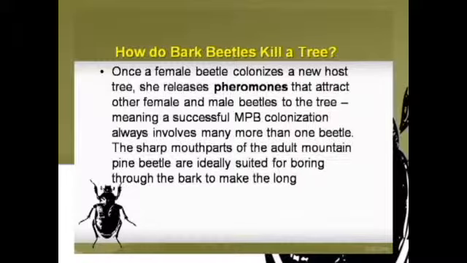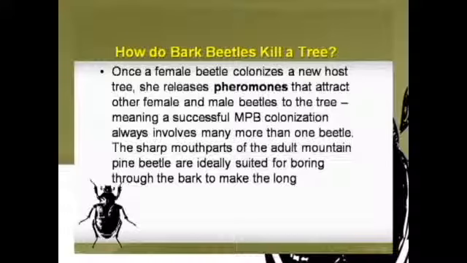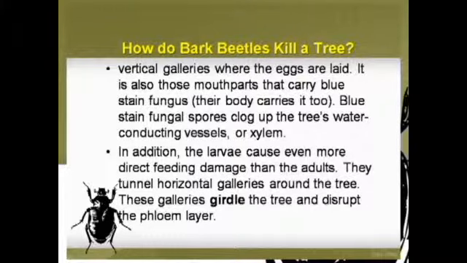How do bark beetles kill a tree? It says once a female beetle colonizes a new host tree, she releases pheromones that attract other female and male beetles to the tree, meaning a successful MPB colonization always involves more than one beetle. The sharp mouth parts, or the mandibles, of the adult mountain pine beetle are ideally suited for boring. They attach themselves into the pine forest tree through the bark to make long vertical galleries where the eggs are laid. It is also those mouth parts that carry the blue stain fungus. Their bodies carry it too.